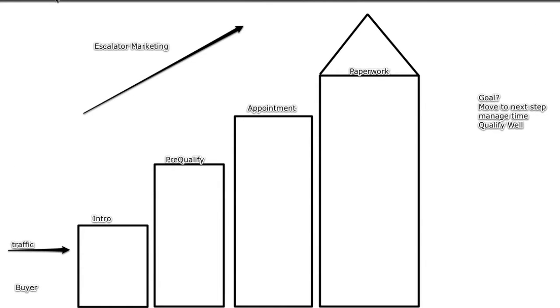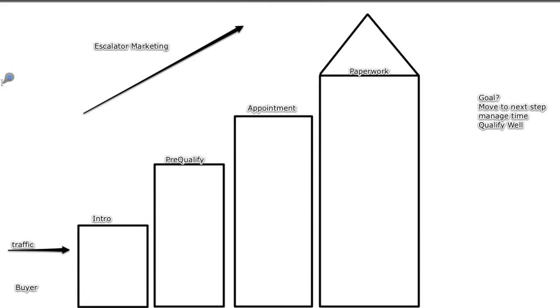Because as you can imagine, if we have 5 or 6 houses going at one time, we just don't have the time and the bandwidth in the day to be able to sit and say the same thing to everybody all day long. Okay, so what I'm going to do is take you through the 4 steps of the escalator marketing method at a high level, and give you some thoughts along the way.